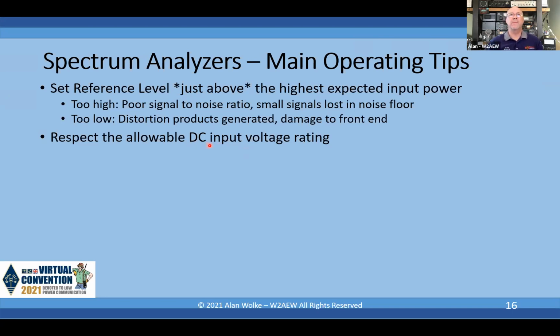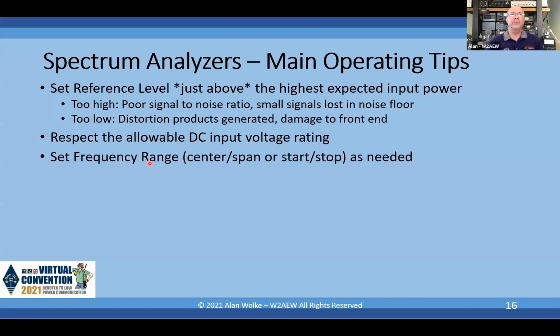Some analyzers might be rated for 5 volts or 40 volts of maximum DC content on the signal, meaning your RF signal has some DC content riding on top of it. But be sure to respect that, because violating it could lead to an expensive day.